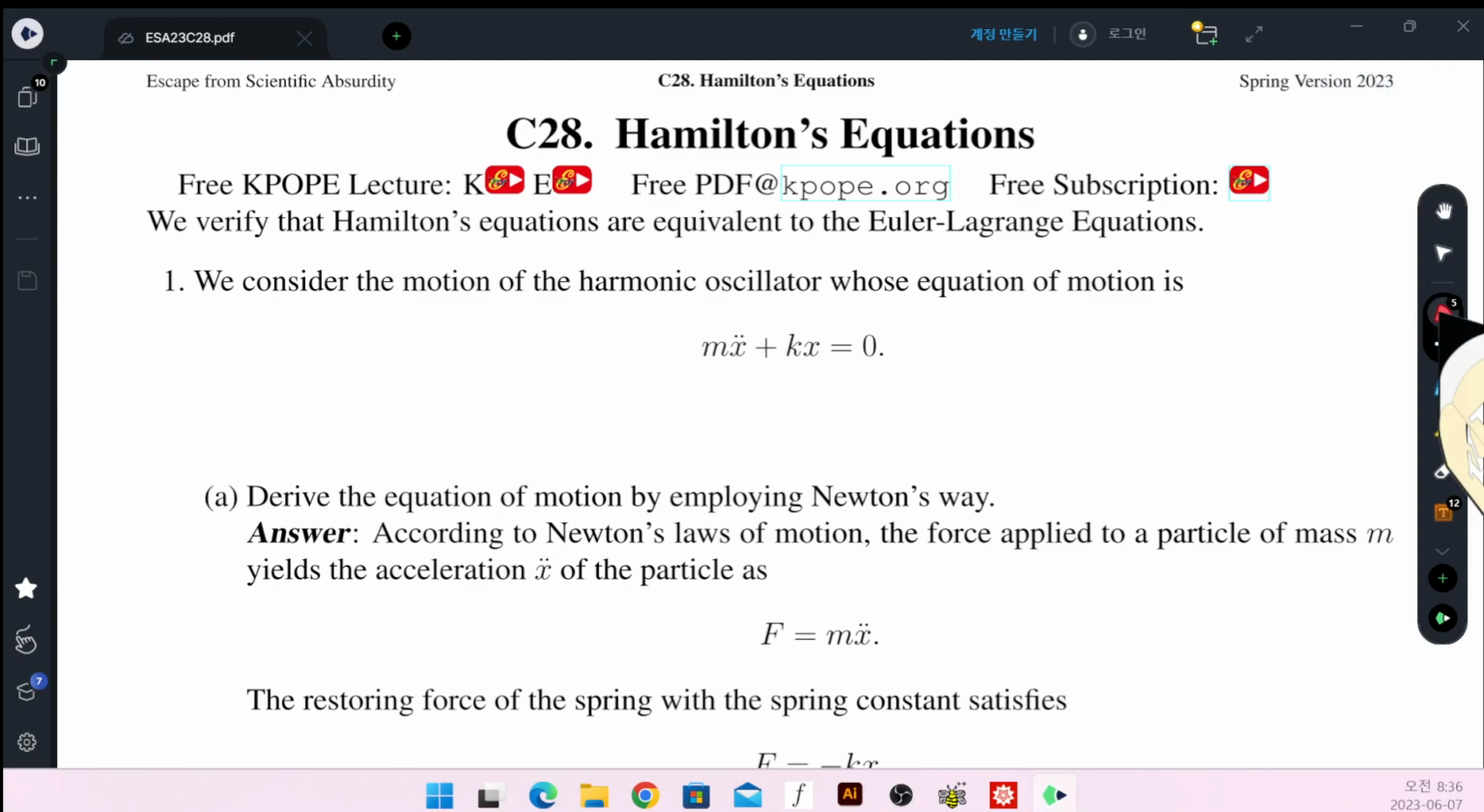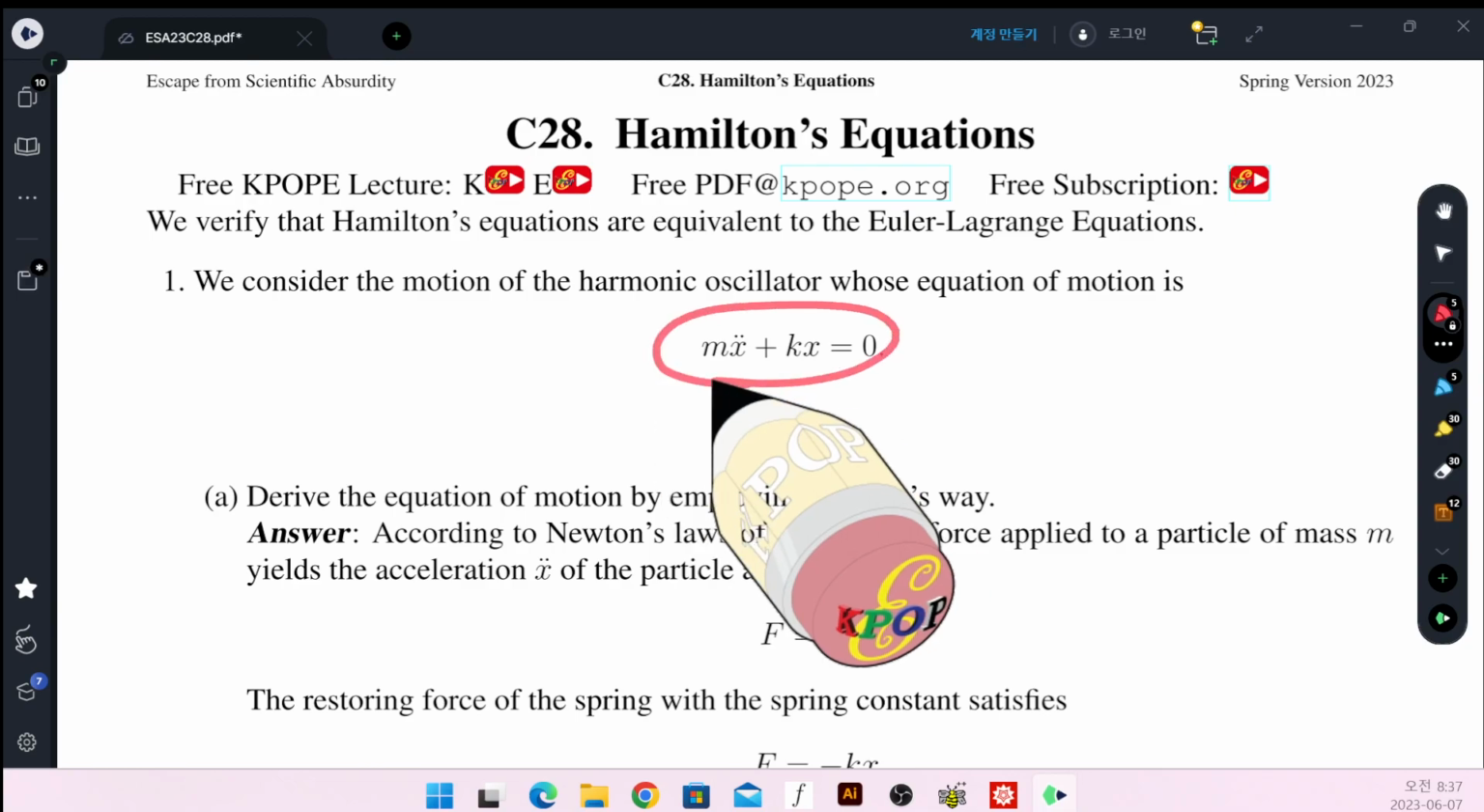This is the last lecture. We study C28, Hamilton's equations. Number one, we consider the motion of the harmonic oscillator, whose equation of motion is this.